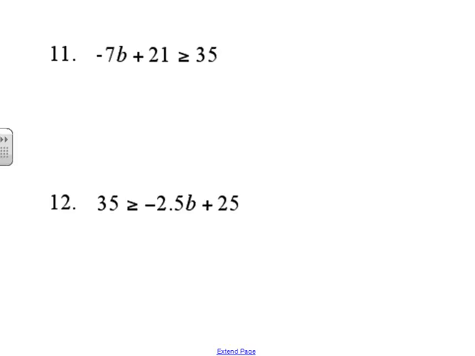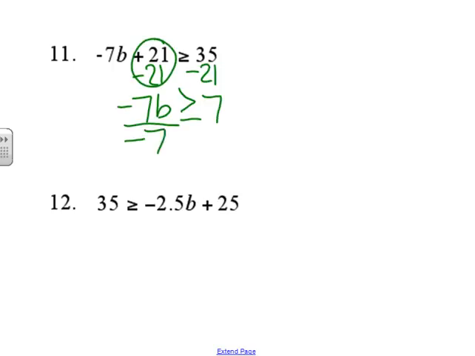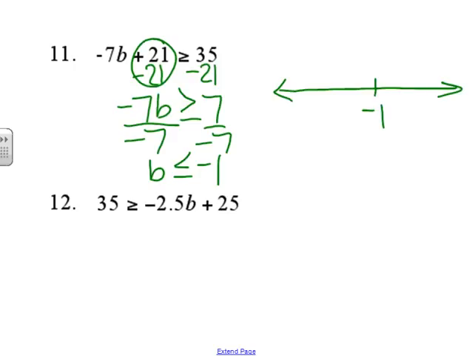Okay, number 11, we need to subtract 21 from each side. So negative 7b is greater than or equal to 7. Divide by negative 7. It's going to reverse the inequality, and we get b is less than or equal to negative 1. So closed circle going to the left.